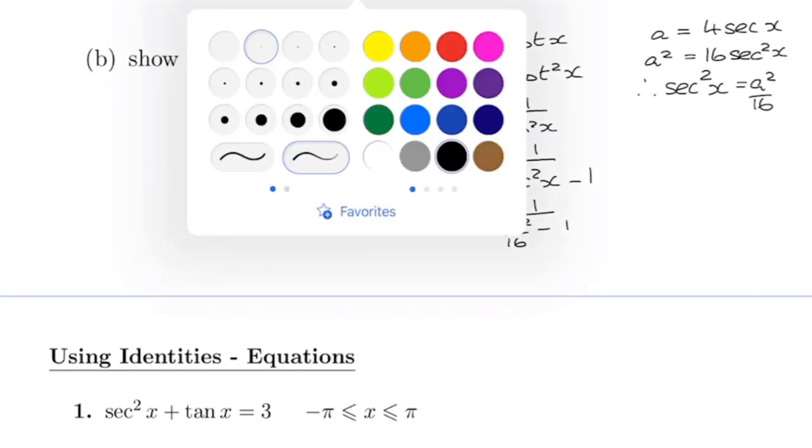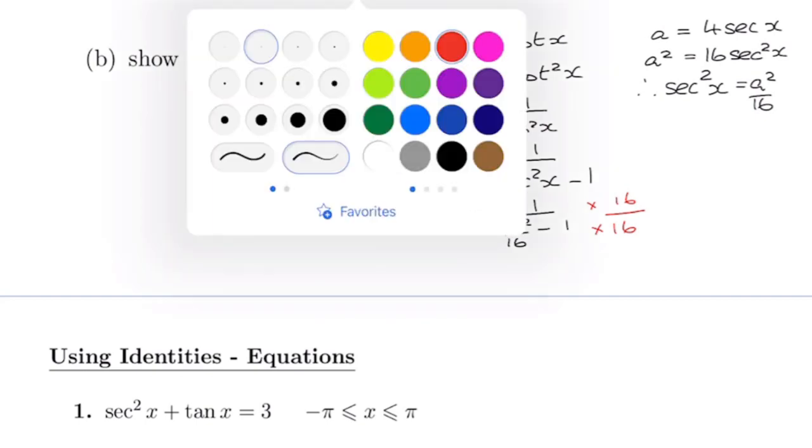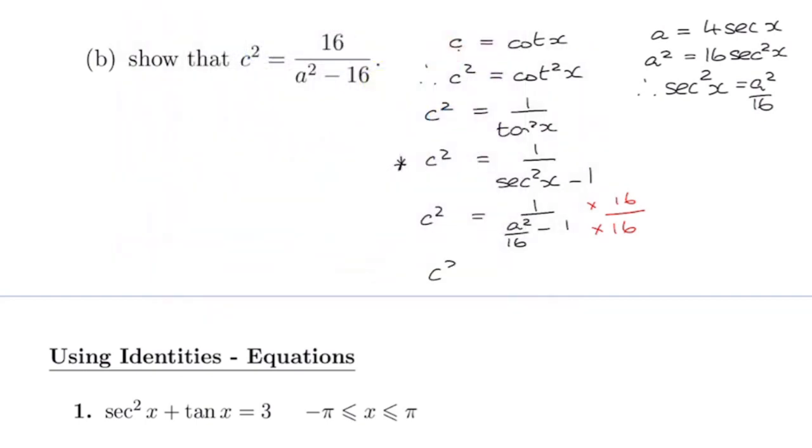Now to get what we want, we're just going to multiply top and bottom by 16. Remember, multiplying by 16 over 16 is the same as multiplying by 1. So we're going to get c squared equals 16. And of course, a squared over 16 times by 16 is a squared, and negative 1 times 16 is negative 16, and we've got what we wanted.